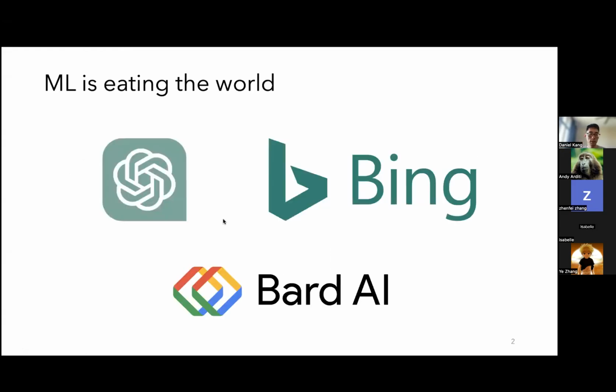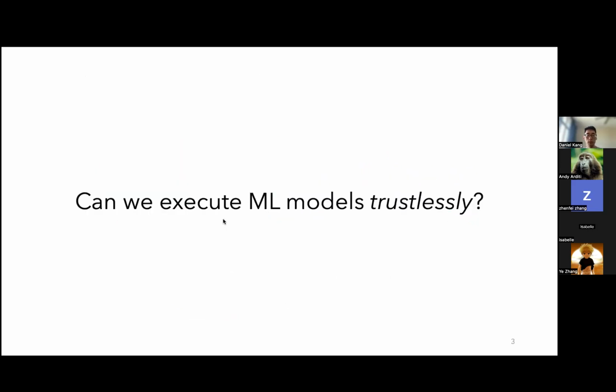And to get everyone on the same page, well, ML is eating the world. So things like ChatGPT, Bing Chat, Bard AI have seen a huge amount of increase in interest, but also things like recommender systems, for example, in the Twitter algorithm, all the way down to things like Midjourney and Stable Diffusion to generate images. And so one question that we'll focus on in this talk is, can we execute ML models and also just pipelines more generally in a trustless manner?